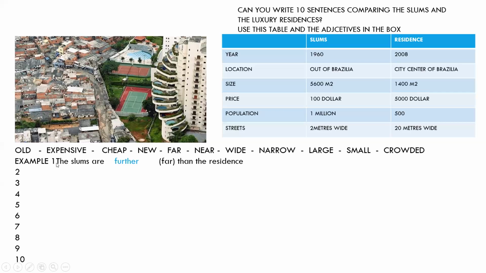Number 1, I choose the word far. Okay, I'm looking at the location. The slums are out of Brasilia. The residence is inside Brasilia. So, which one is further? Slums. The sentence is, the slums are further than the residence. I choose the word far here. I make it comparative and I compare. Please fill 10 sentences with them.